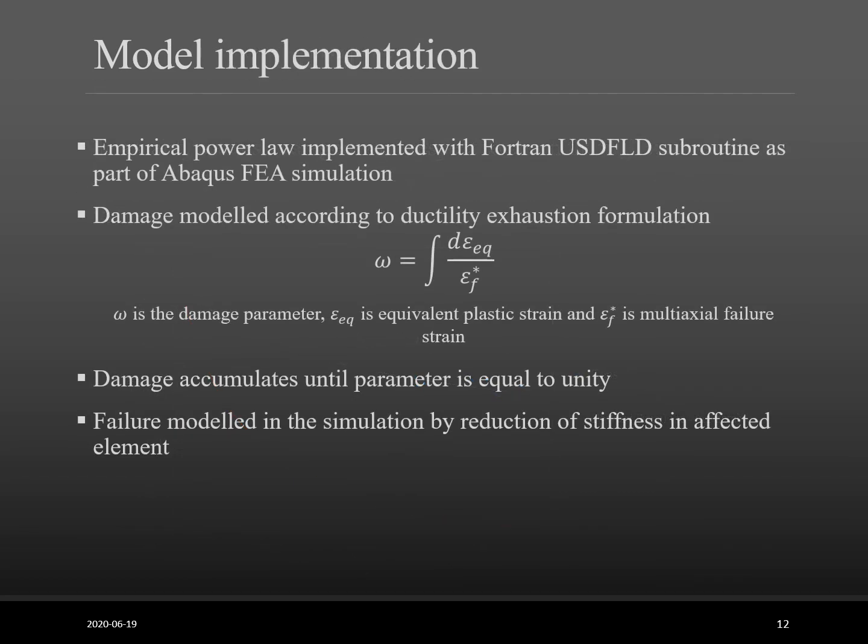This empirical power law expression was implemented in an Abaqus FEA simulation by means of a Fortran user-defined field subroutine. The damage was modelled according to the commonly used ductility exhaustion formulation shown here. Under this formulation, the damage accumulates until the parameter is equal to unity, at which point the material is considered to have failed. This failure is represented in the simulation by reduction of stiffness in the affected element.